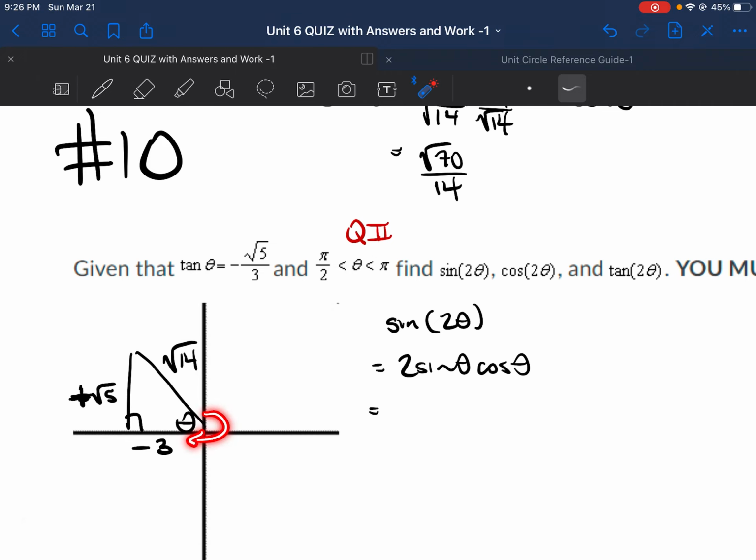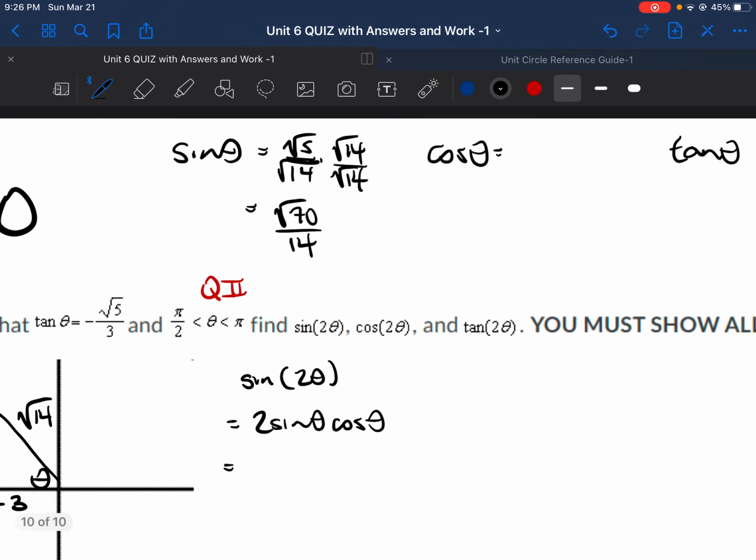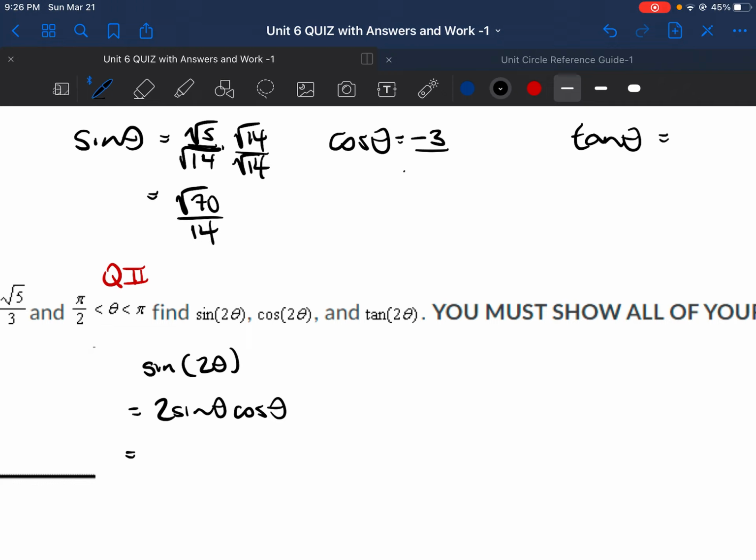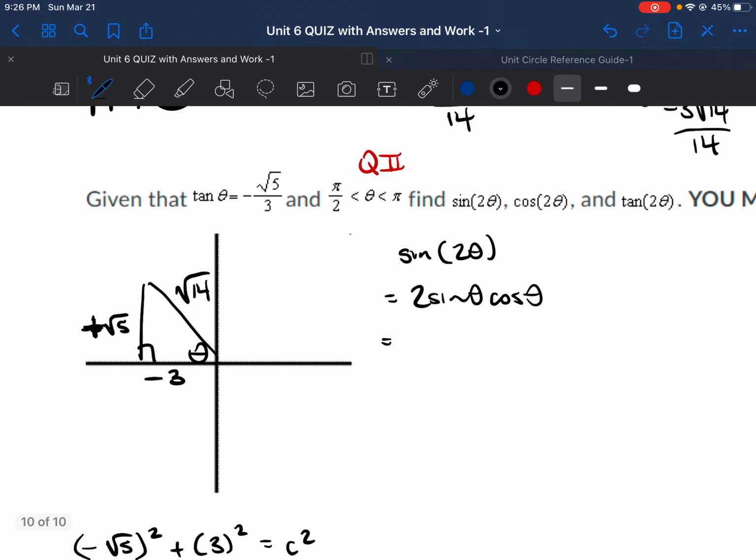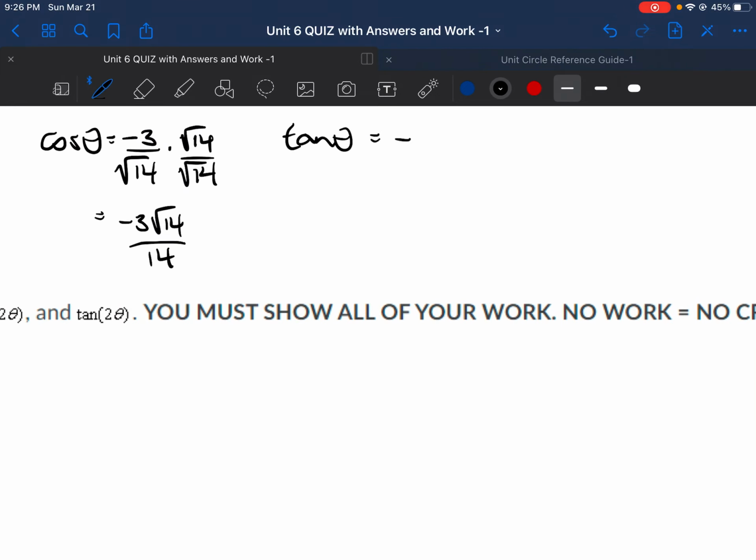Cosine theta is going to be negative 3 over root 14. Again, we're going to multiply top and bottom by square root of 14 over square root of 14. And if we do that, we're going to get negative 3 root 14 over 14. That's what we use for our cosine of theta. And tangent, we already know, is negative root 5 over 3. No need to reinvent the wheel there.